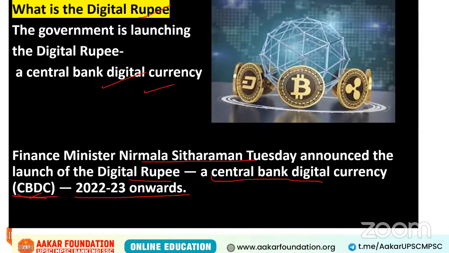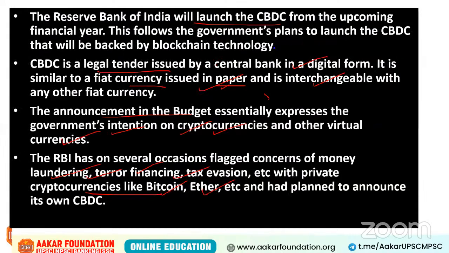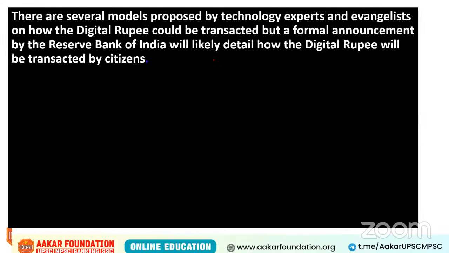Okay, so it will be called the digital rupee, and as far as its details are concerned, you will get the information from the Reserve Bank of India. Several models have been proposed by technology experts on how the digital rupee could be transacted, but a formal announcement by the Reserve Bank of India will likely detail how the digital rupee will be transacted by citizens. So all this the Reserve Bank will tell you. So these were some of the very important issues in the budget that we discussed today.